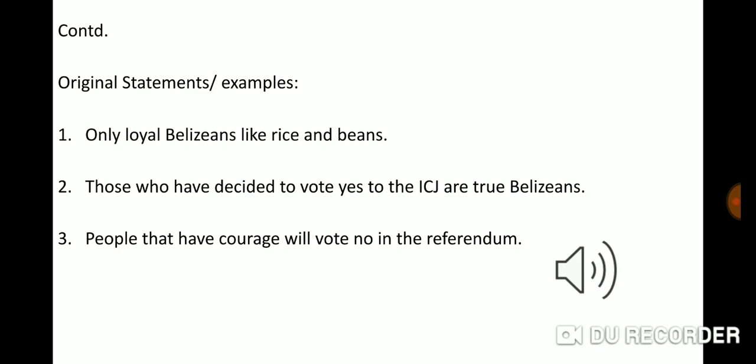Original statements as examples. 1. Only loyal Belizeans like rice and beans. 2. Those who have decided to vote yes to the ICJ are true Belizeans. 3. People that have courage will vote no in the referendum.